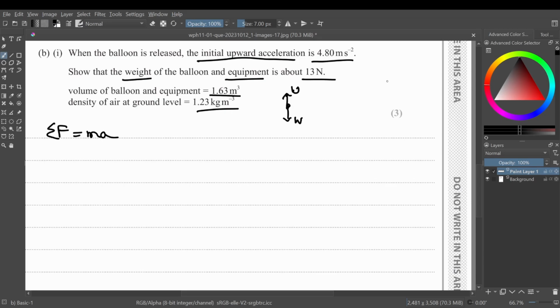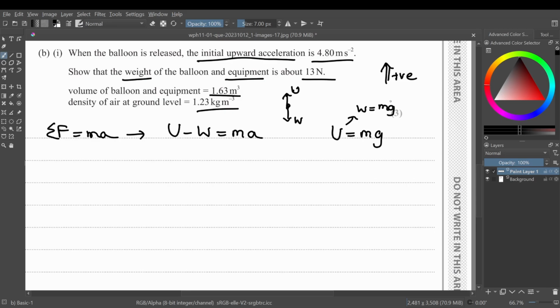Also, your direction of motion is positive upwards because the balloon and the equipment is accelerating upwards, is going up, right? So that's why our direction of motion is positive upwards. So your sum of forces will be upthrust minus weight, because upthrust has a positive value as it is with our direction of motion, and weight is opposite to our direction of motion, so it has a negative value, and this is ma. How will we find upthrust? We can use the formula upthrust equals mg, similar to weight equals mg, right?